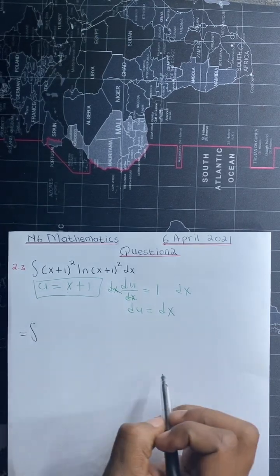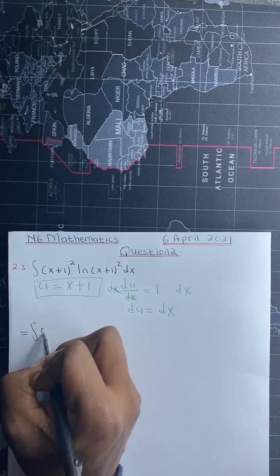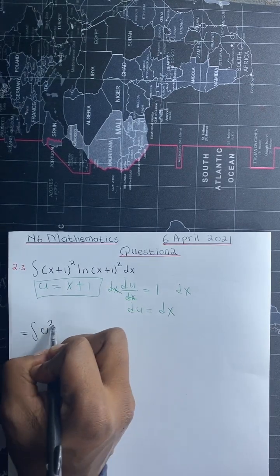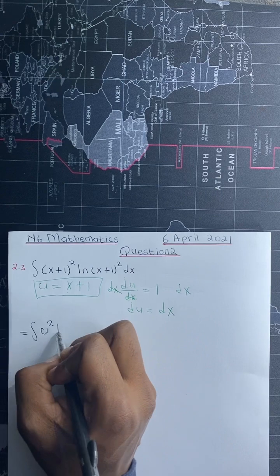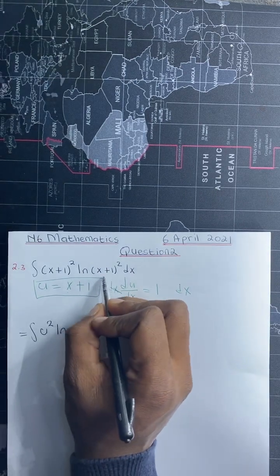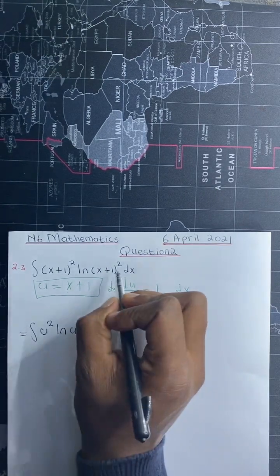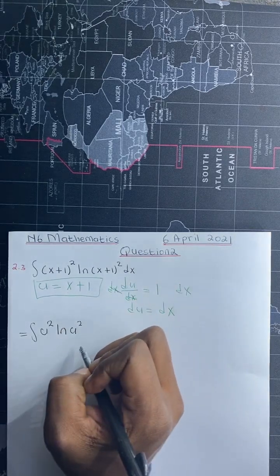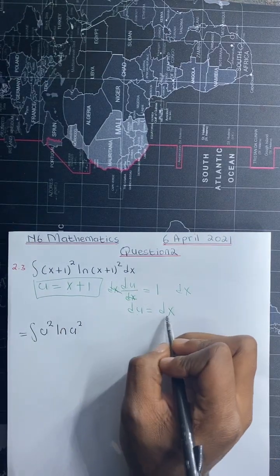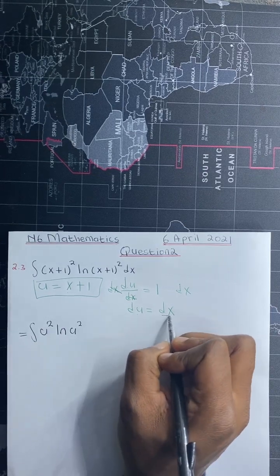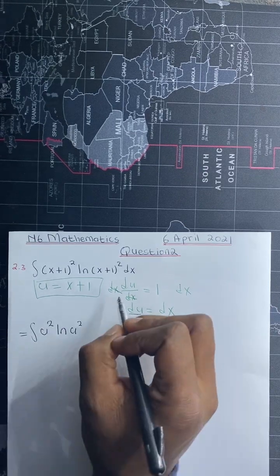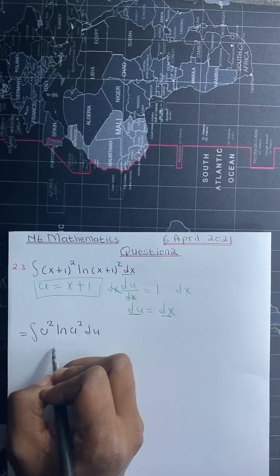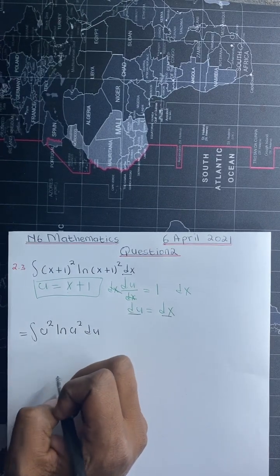So from here we substitute u for the x plus 1, but the x plus 1 is raised to the power 2, so even the u we raise to the power 2. Ln of x plus 1, for the x plus 1 we substitute u, and the x plus 1 is raised to the power 2, so even that u we raise to the power 2. So du is equal to dx, so in the place of dx we will substitute du. So from here, to evaluate this integral, we have to use integration by parts.